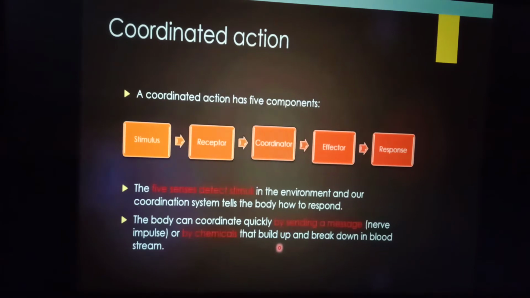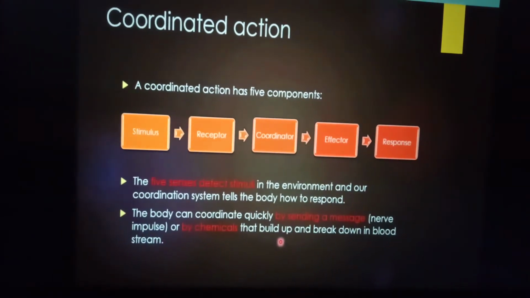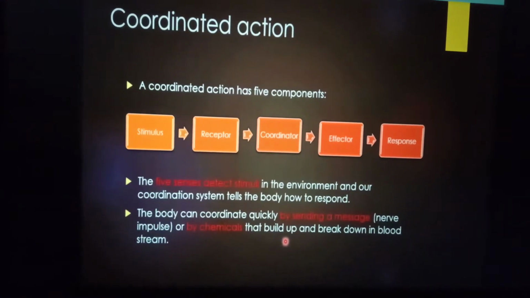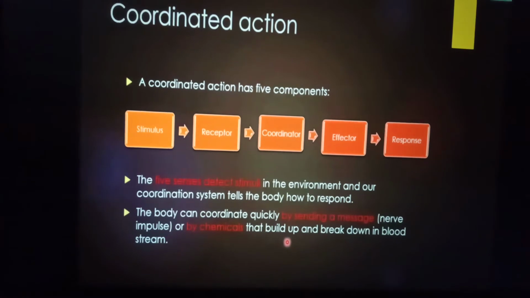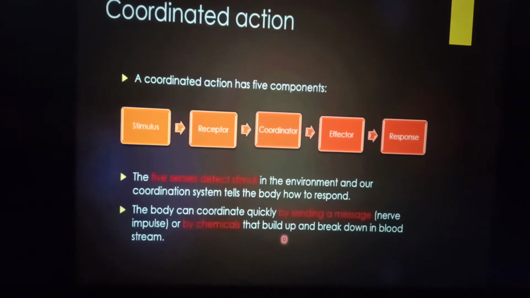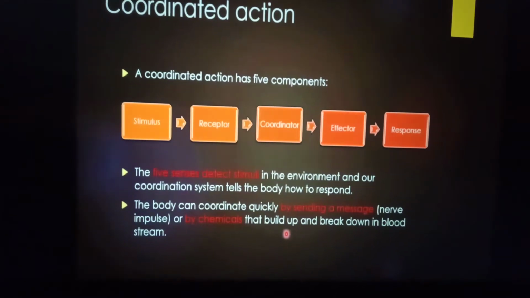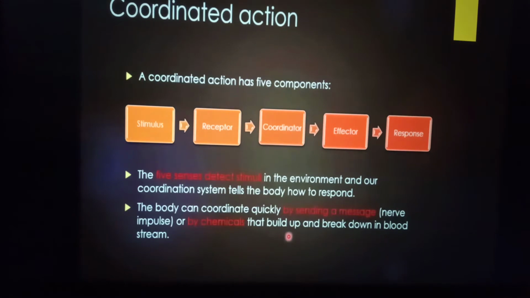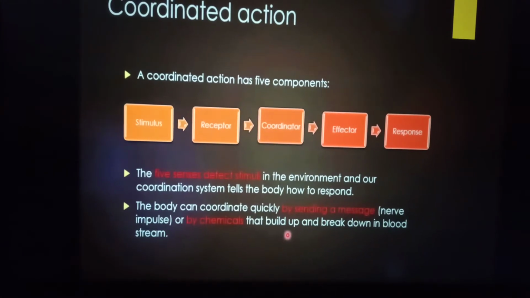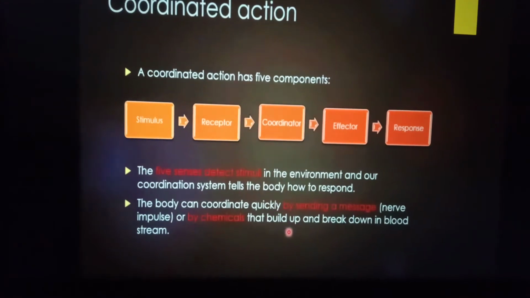A coordinated action has 5 components: stimulus, receptor, coordinator, effector, response. The 5 senses detect stimuli in the environment, and our coordination system tells the body how to respond. The body can coordinate quickly by sending a message. Nerve impulses are carried by chemicals that build up and break down in the bloodstream.